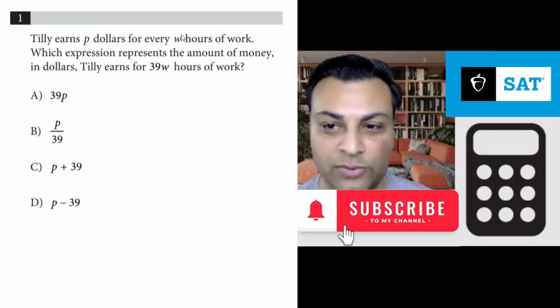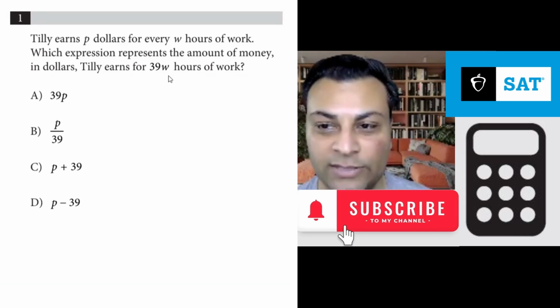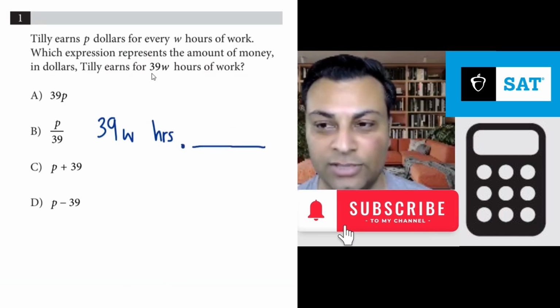So this question is about units. We just have to make sure that the units work out correctly. 39W is hours of work. Let's make sure we get the units in there. You multiply by something and you wind up with dollars. How do I do that?